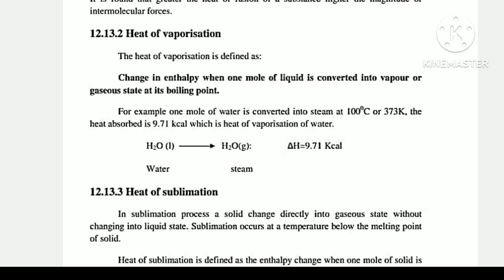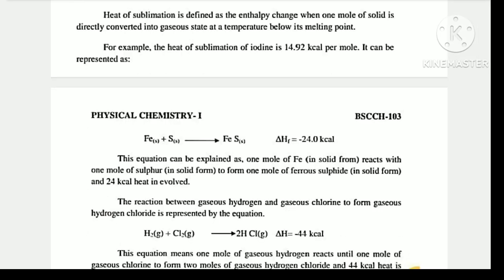Heat of sublimation. In the sublimation process, a solid changes directly into gaseous state without changing into liquid state. Sublimation occurs at a temperature below the melting point of the solid. Heat of sublimation is defined as the enthalpy change when 1 mole of solid is directly converted into gaseous state at a temperature below its melting point. For example, the heat of sublimation of iodine is 14.92 kilocalorie per mole.